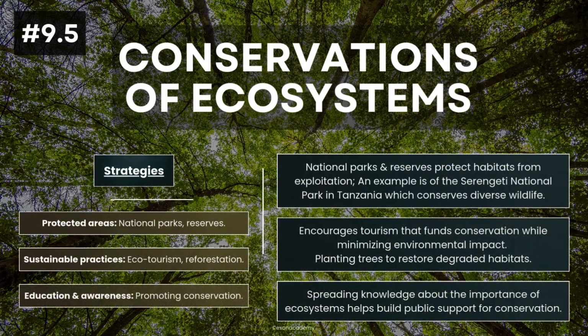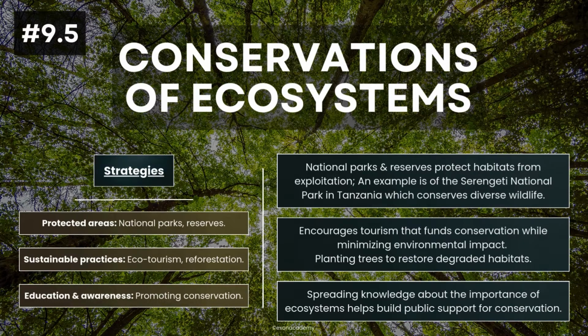Chapter number 9.5, Conservation of Ecosystems. Protecting ecosystems is vital for maintaining biodiversity and ecosystem services. Here are some strategies. Number 1, protected areas. National parks and reserves protect habitats from exploitation. An example of this is the Serengeti National Park in Tanzania, which conserves diverse wildlife.